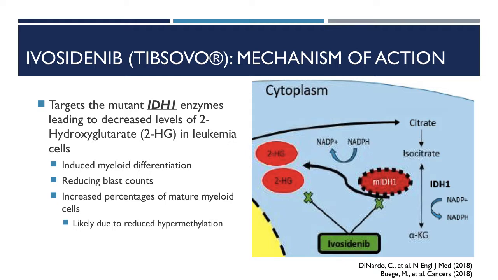So to review its mechanism of action, we talked about what IDH1 mutations do within the cell. This drug targets IDH1 mutated enzymes and it causes decreased levels of 2-HG. So you'll see induced myeloid differentiation, reduced blast counts, and increased percentages of mature myeloid cells. And it's important to note that this medication isn't killing cancer cells like traditional chemotherapy, it's just turning cell differentiation back on.